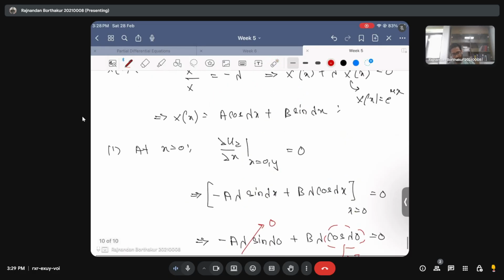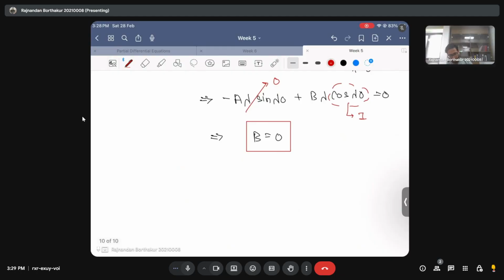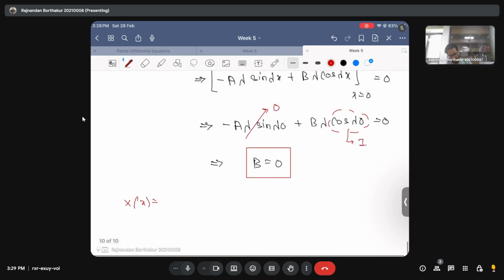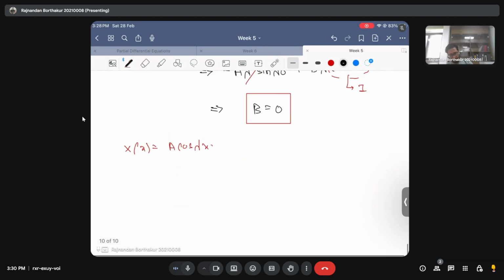Okay, which means that my X then becomes a cos lambda x, and then I use the other condition, which is the fact that x. So what's the other condition?